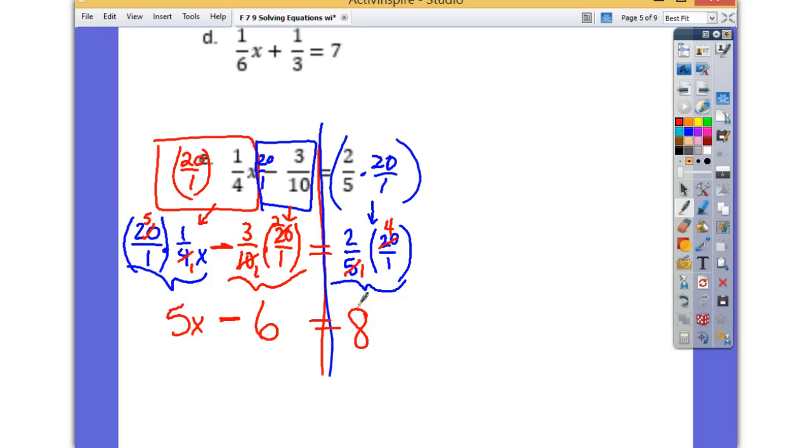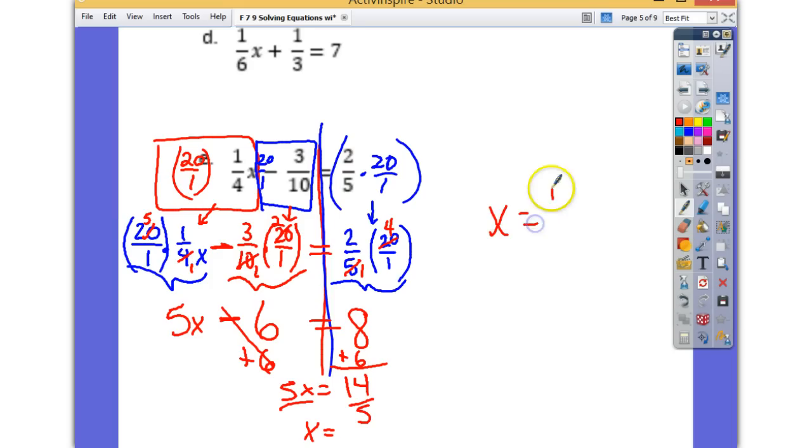Now solve that problem. What do I do? Plus the 6. Red Rover, send over, plus the 6. Now I have 5x equals what? What do I get? 14. Now I divide both sides by? 5. X equals, all right, so now is that in simplest form?